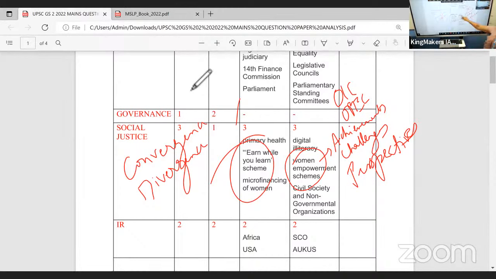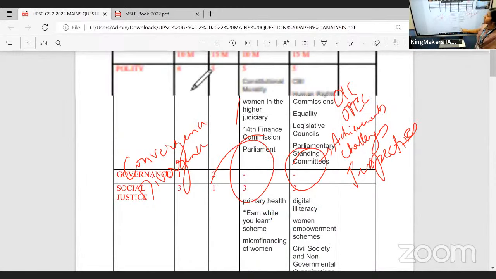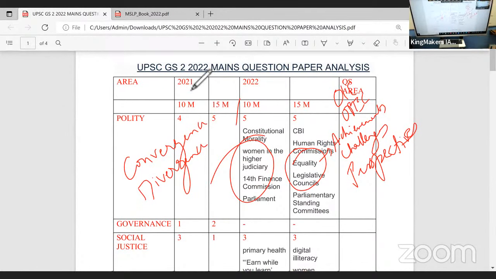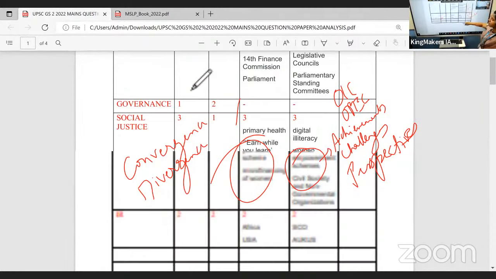Okay, fine. And then coming to polity, simple as that. Take out the keywords in your NCERT and Lakshmikant book and connect it with the current affairs. Simple as that. Okay, let's look at a few questions.